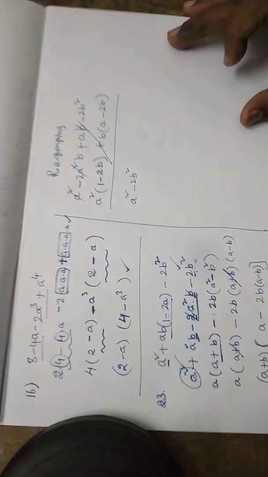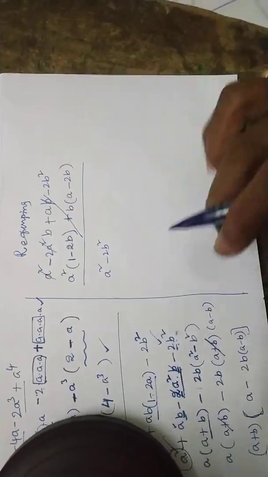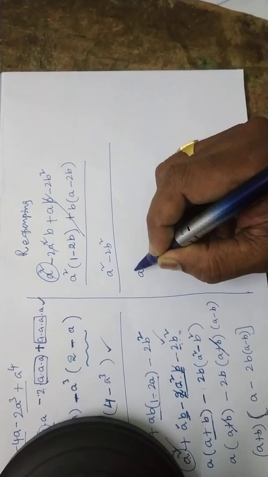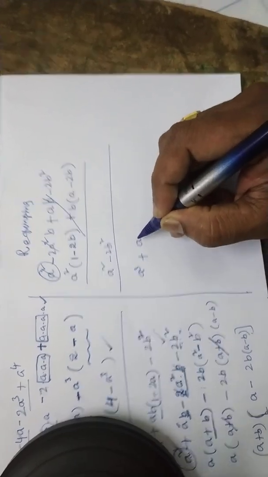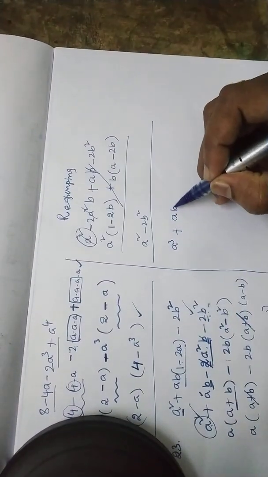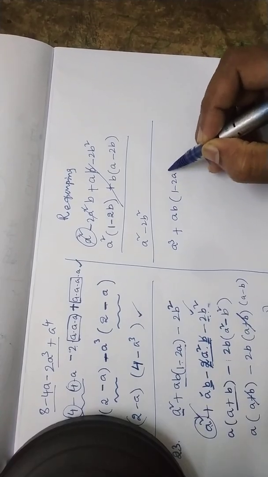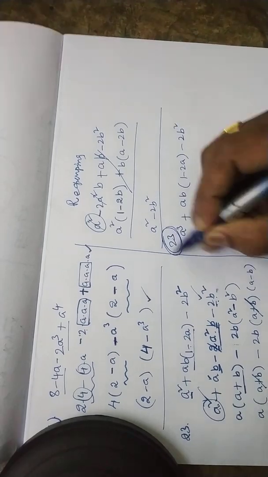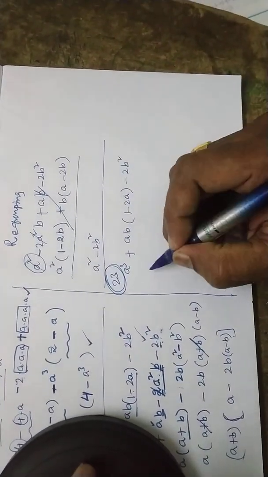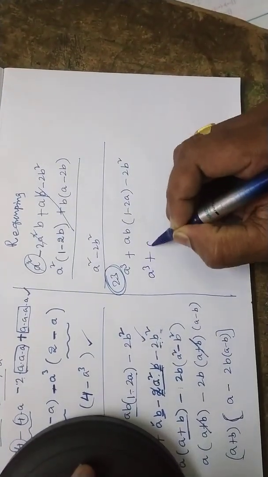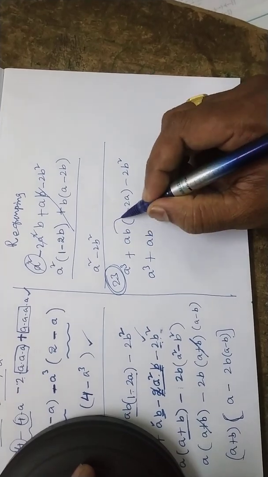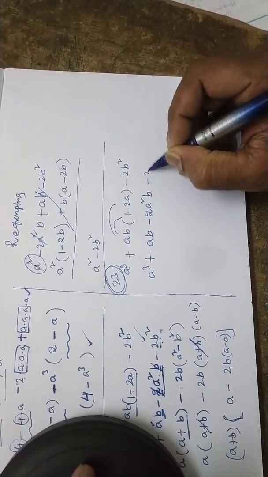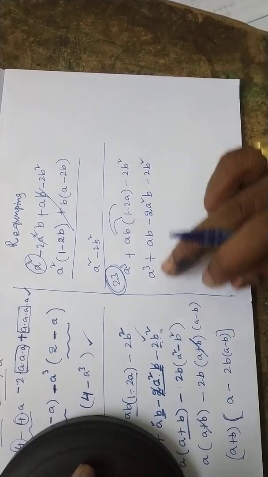I am sorry, children. I have copied the question wrong. It is not a square, it is a cube. That is why I am struggling. So a cube plus ab, ab minus 1, into 1 minus 2a minus 2b square is actually the question, 23rd question. Now let us see this. So a cube plus ab into 1 equal to ab, and ab into 2 equal to 2a square b minus 2b square. Now you have 4 terms, so you can group.